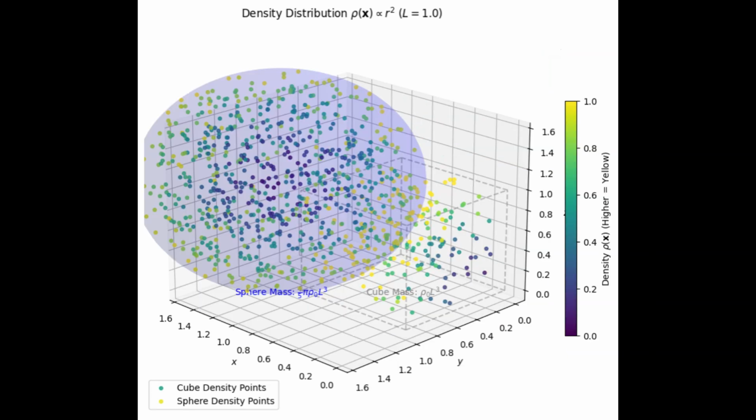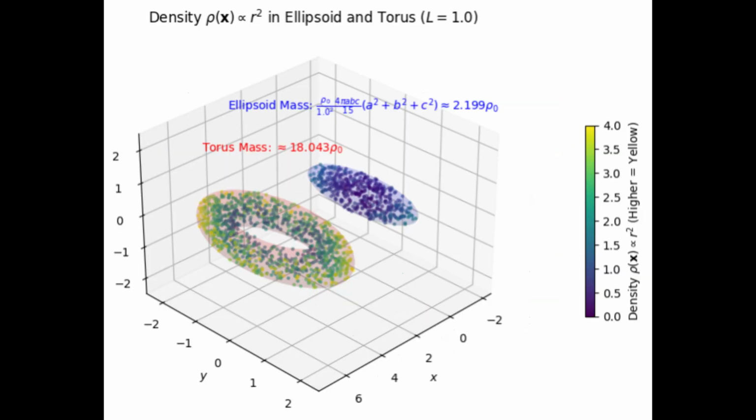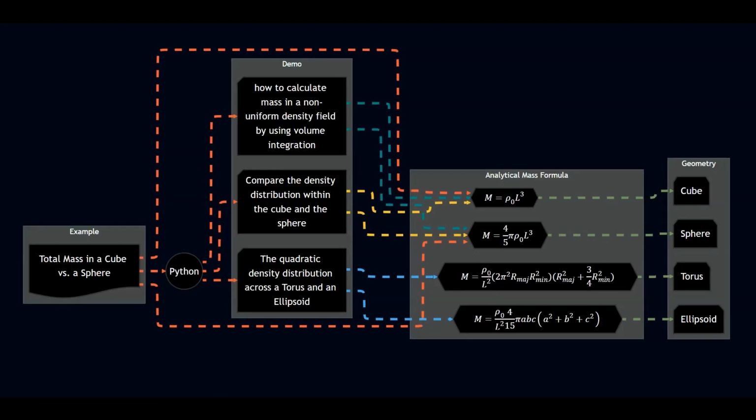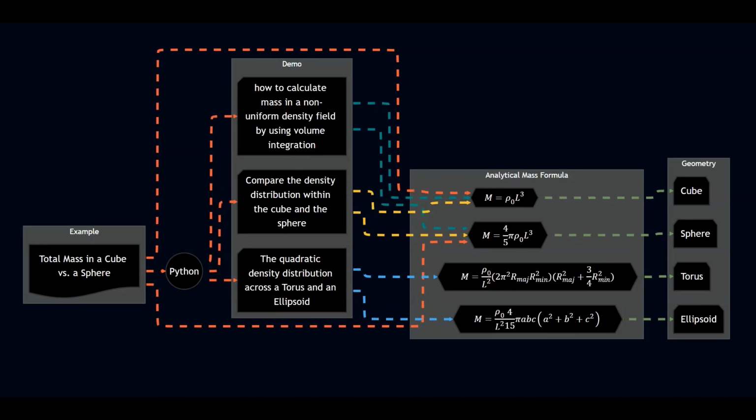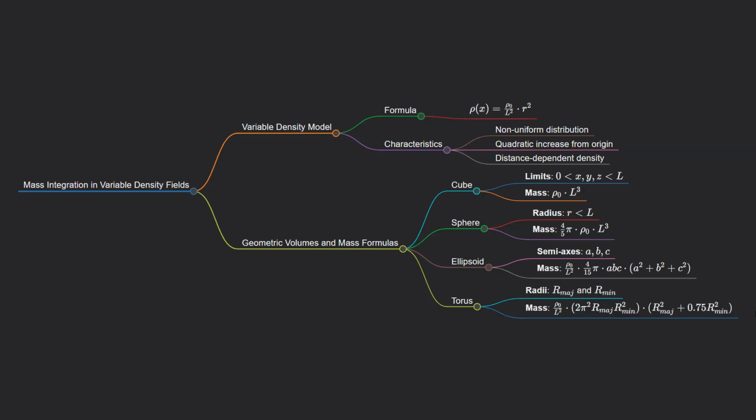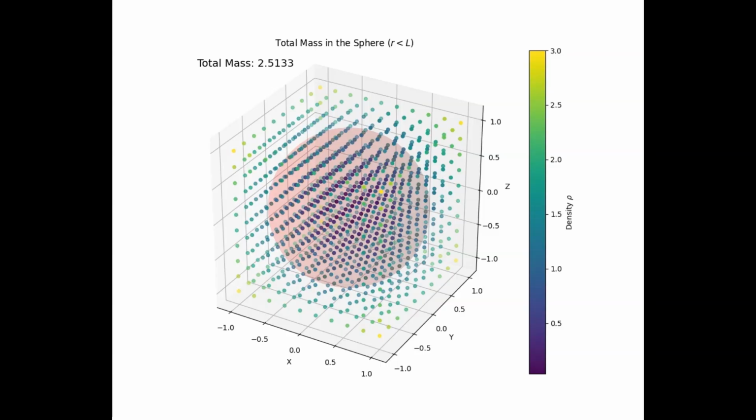To understand how much total stuff or mass is contained within such a region, we cannot simply multiply volume by a single density number. Instead, we must sum up the unique density of every individual point within a specific shape. The classic comparison: cube versus sphere. To see how this works in practice, we can look at two fundamental shapes: a cube and a sphere.